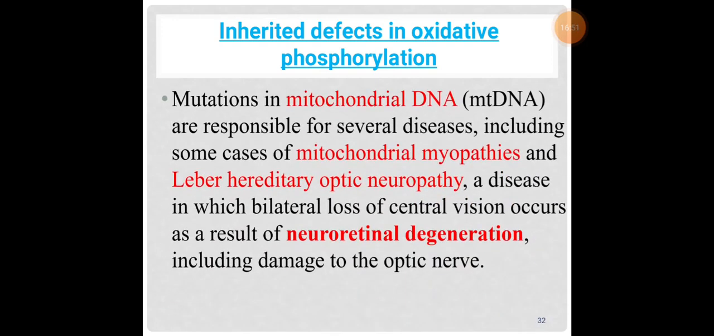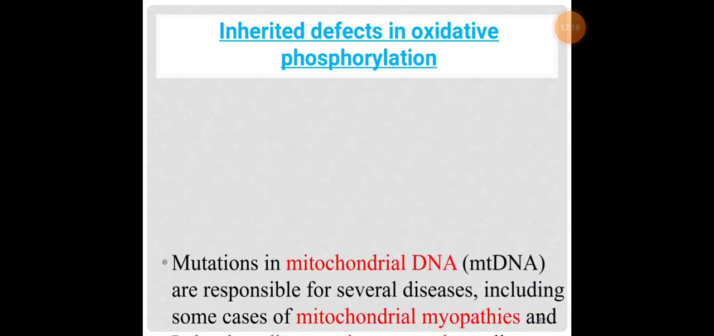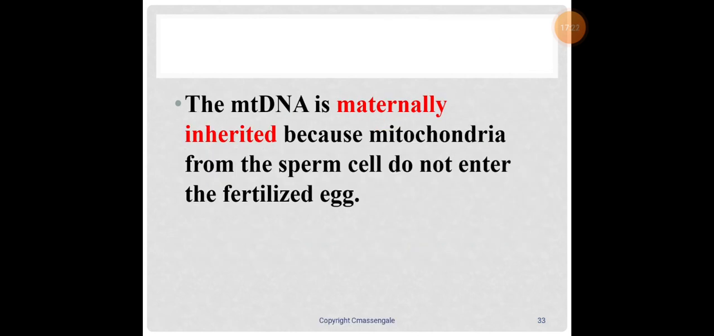Inherited defects in oxidative phosphorylation. Some mutations can happen in mitochondrial DNA and are responsible for several diseases, including some cases of mitochondrial myopathy, a defect of the muscles, and Leber hereditary optic neuropathy, a disease in which bilateral loss of central vision occurs as a result of neuroretinal degeneration, including damage to the optic nerve, so they can go blind. Mitochondrial DNA is maternally inherited because mitochondria from the sperm cell do not enter the egg cell. So females pass on this disease through maternal DNA.